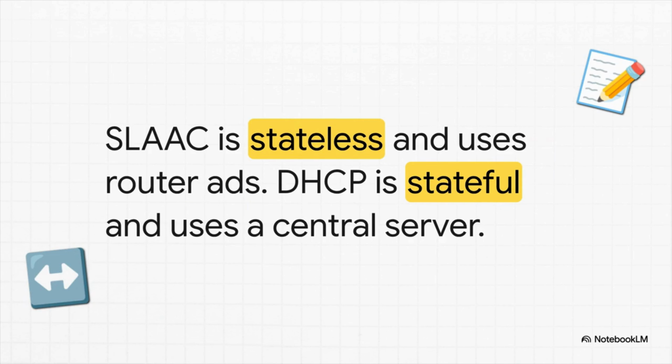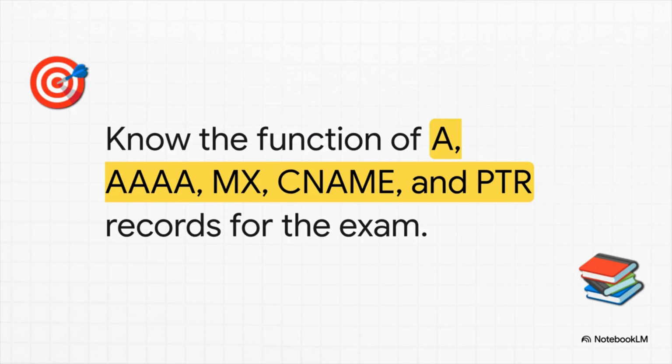Number two, SLAAC versus DHCP. Be crystal clear on this. Remember the key difference. SLAAC is stateless and serverless. It just uses router ads. DHCP is stateful and needs a dedicated server to manage everything. Third, DNS records. You'll almost certainly see scenario questions where you have to match a record type to its job. Know your A and AAAA for IP addresses, MX for mail, CNAME for aliases, and PTR for those reverse lookups.